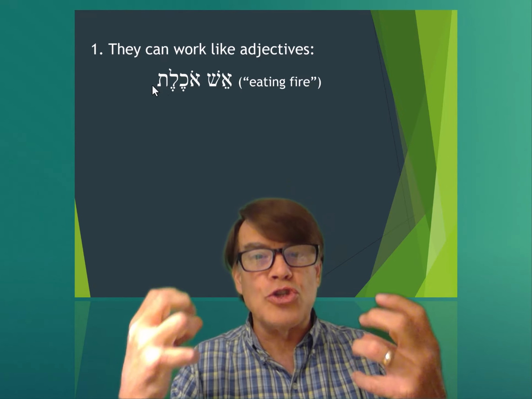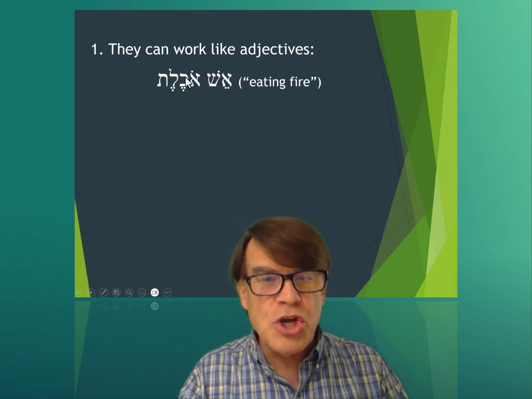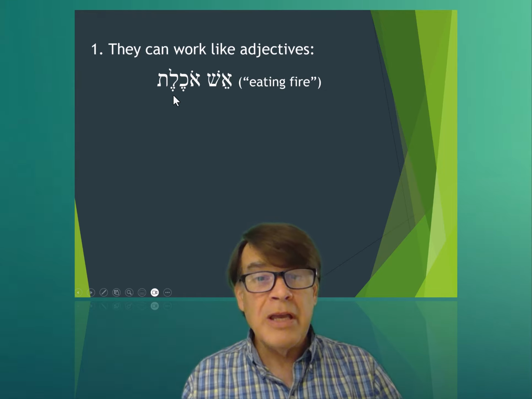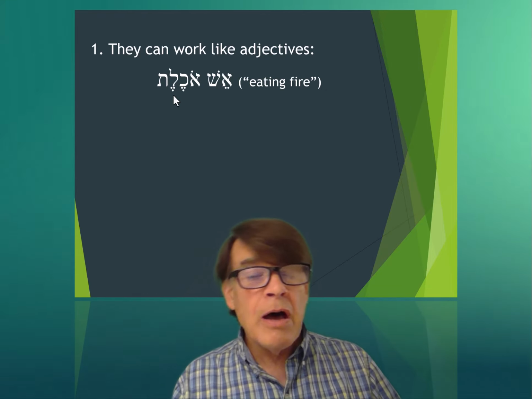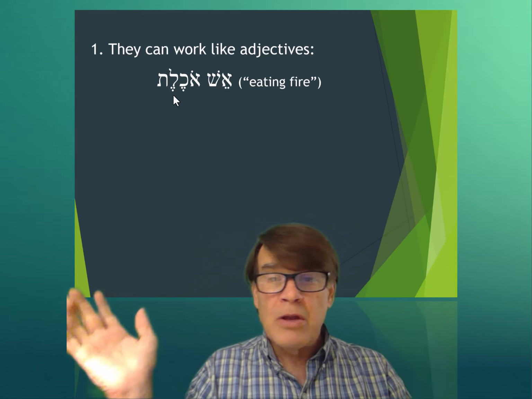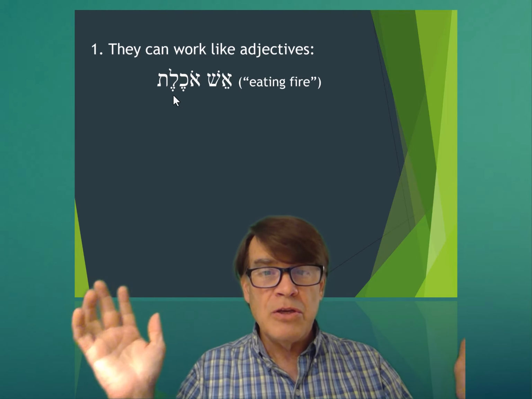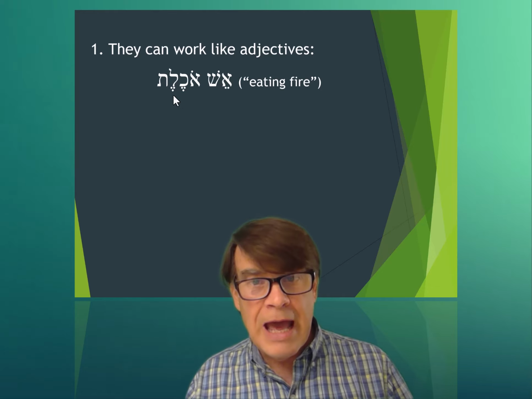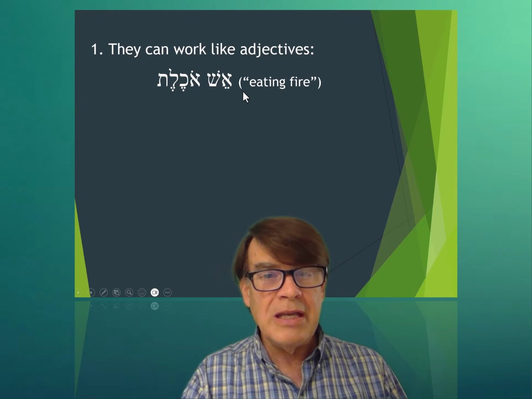Our God is a consuming fire. An esh okhelah. So here it's used like a straight, he was a hairy bear, a very scary bear, just a normal adjective kind of use of the participle. So a participle is a kind of verbal adjective. And here's a good example, eating a fire.